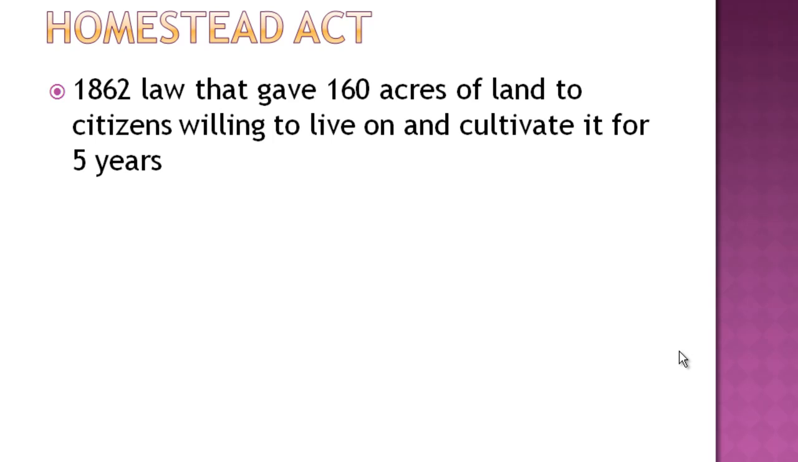The other draw for many settlers was the Homestead Act. This was an 1862 law that gave 160 acres of land to citizens who were willing to live on it and cultivate it for at least 5 years.